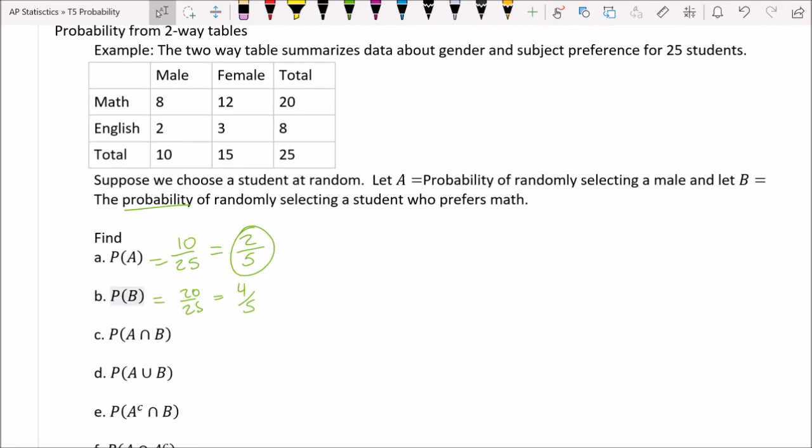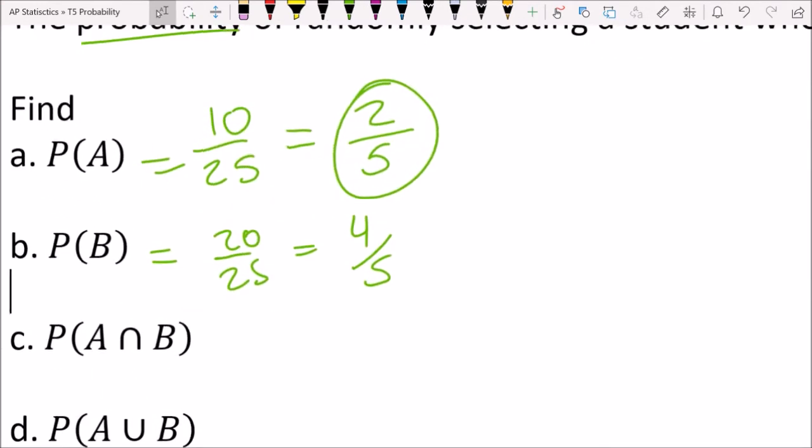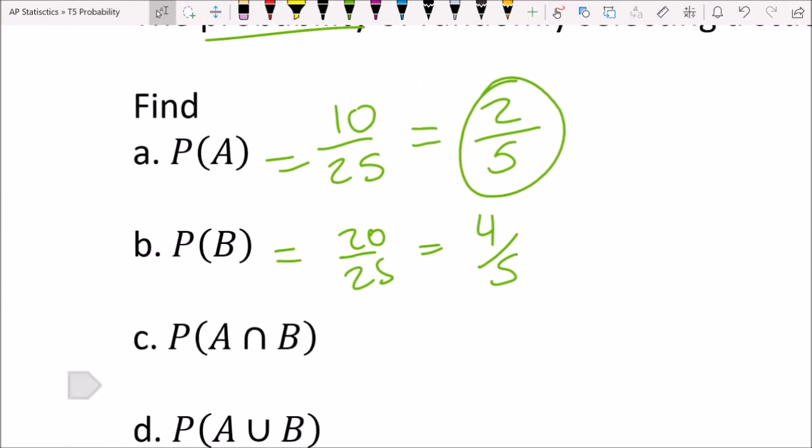All right. What's the next one? Okay, so what is that symbol? Probability of A intersect B. Remember, that's like the word and. So this is students who identify as male and prefer math.